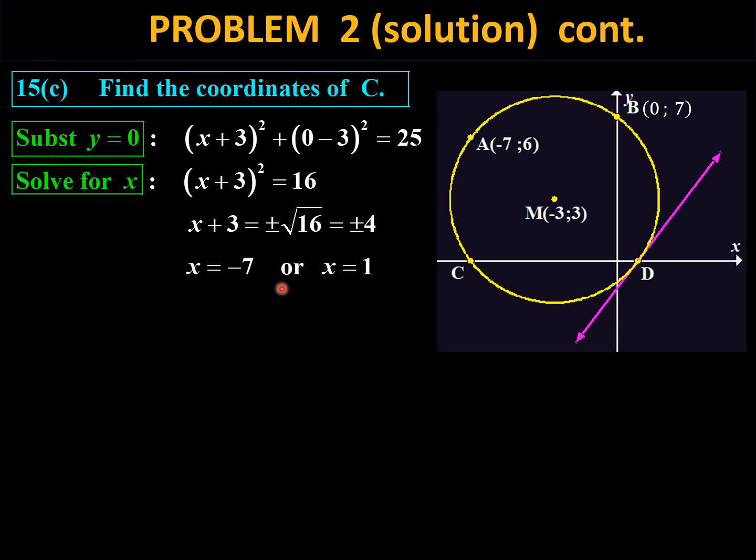Now which one is the C? Now look at the diagram. C is the -7. So C's coordinate is -7 and 0. Right, let's insert it in case we need it.